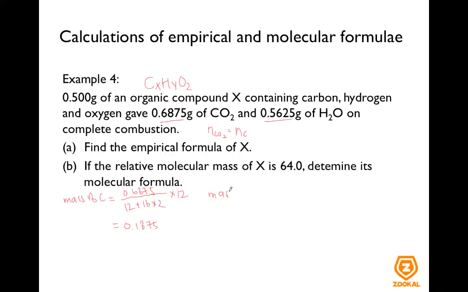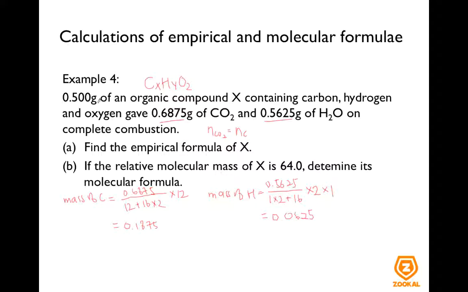Then I can do the exact same thing to find the mass of hydrogen. So the mass of hydrogen is equal to 0.5625 divided by the relative molecular mass of water, which is 1 times 2 plus 16. And because one molecule of water has 2 atoms of hydrogen, I need to take the number of moles of water and multiply it by 2 to find the number of moles of hydrogen. And I'll multiply this by the relative atomic mass of hydrogen, which is 1. And this is actually equal to 0.0625.